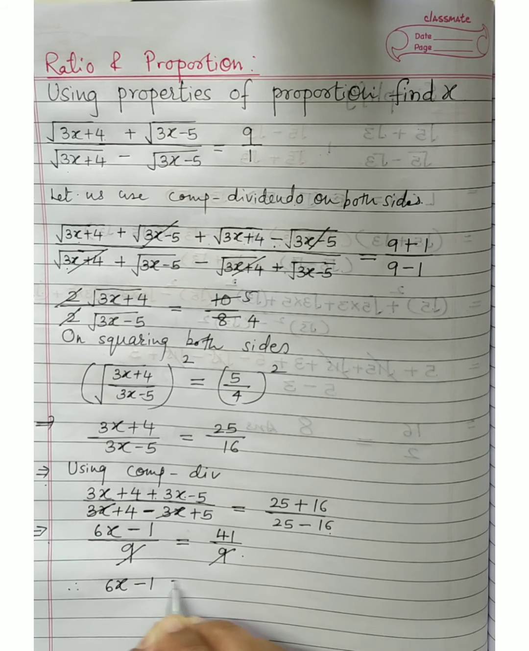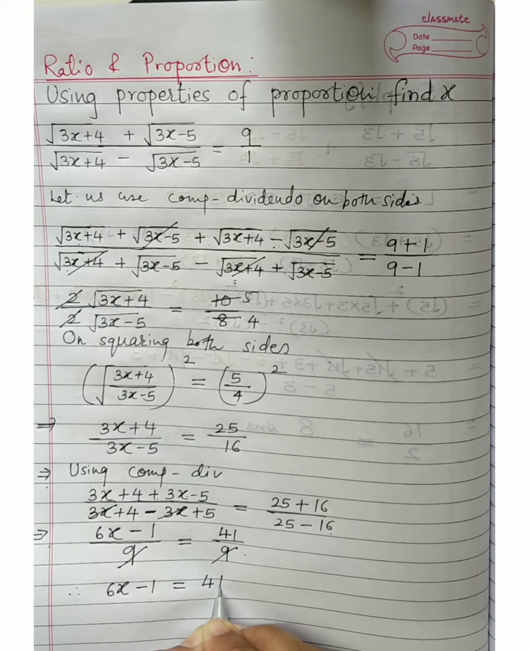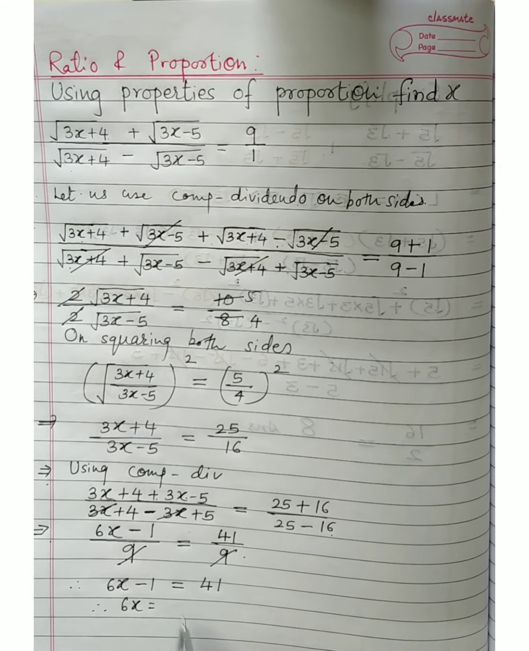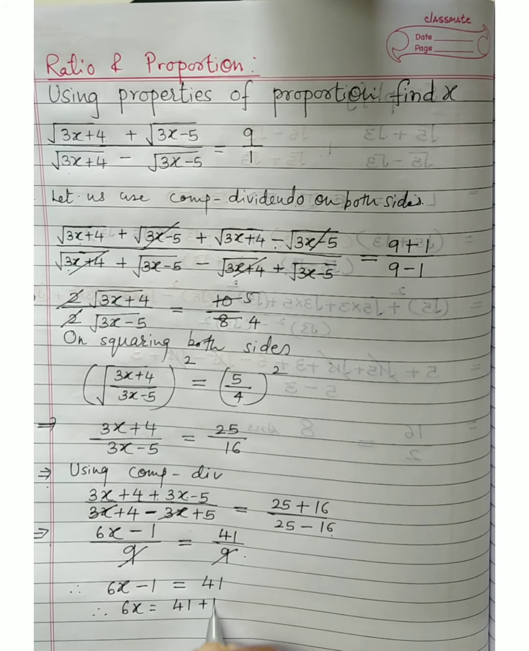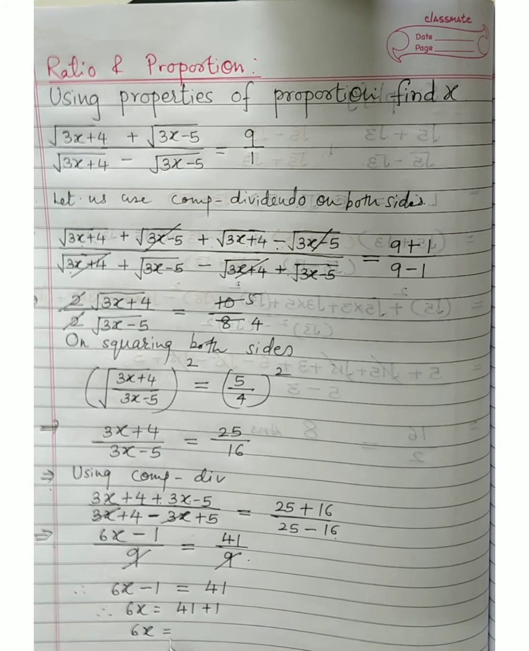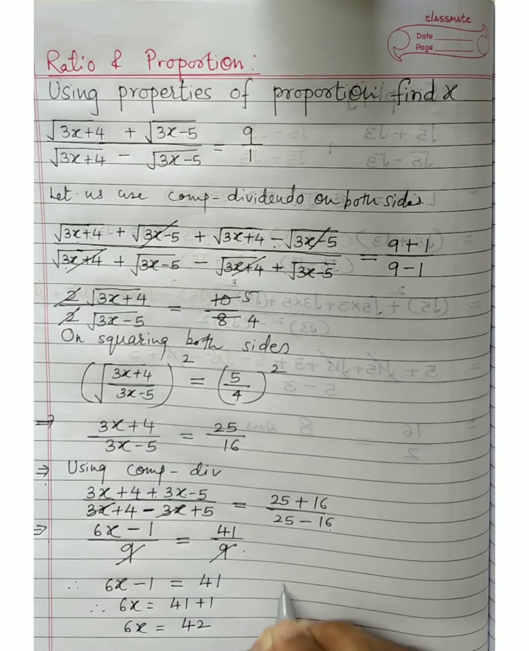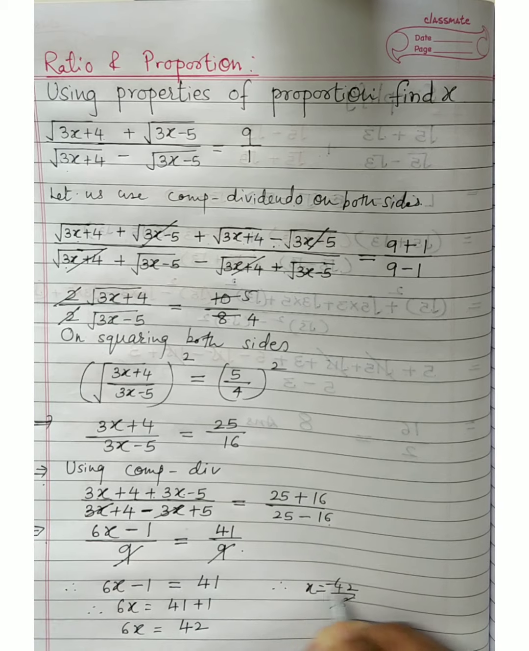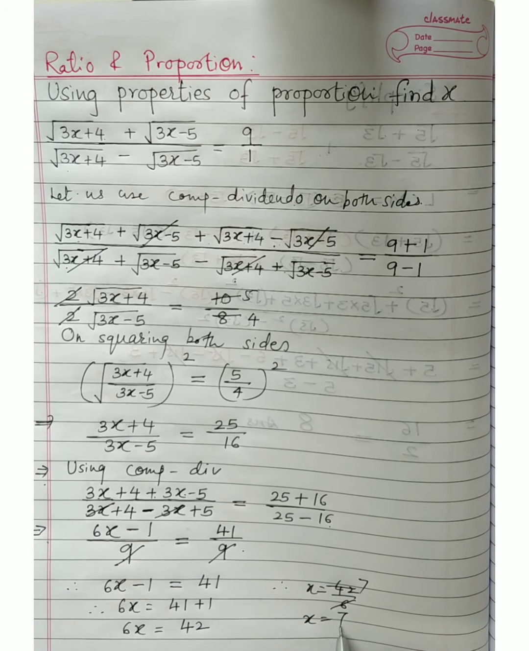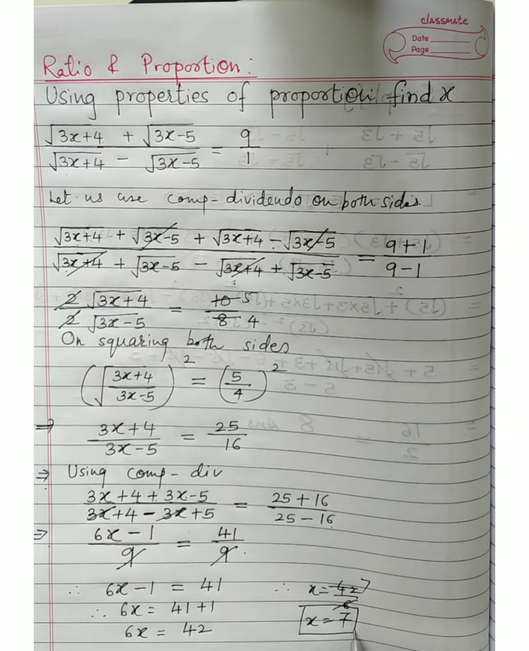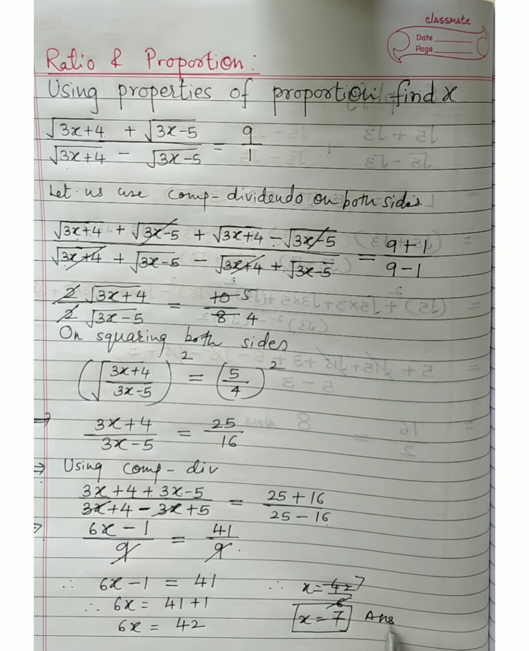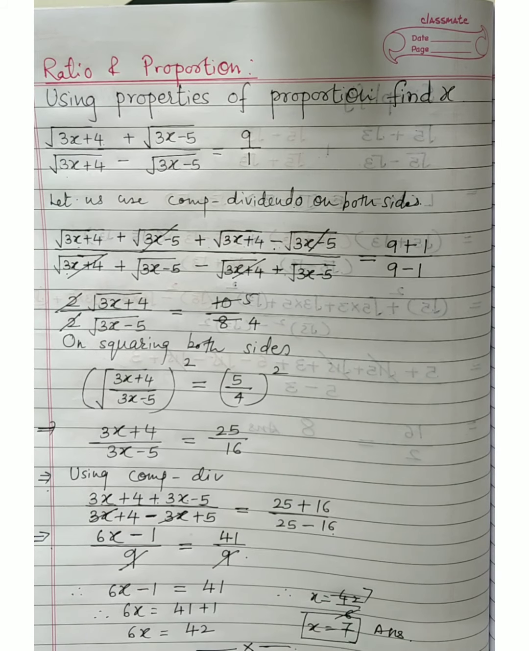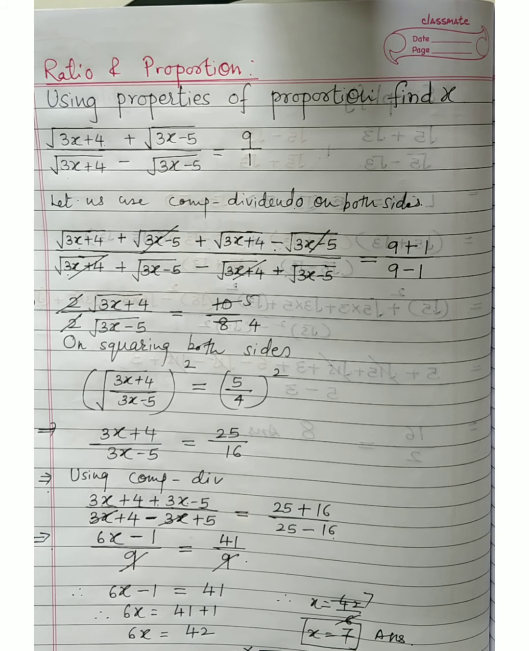So in short, what you have ended up with here? 6x minus 1 equals 41. Simple equation in x. Therefore 6x is equal to 41 plus 1. 6x is 42. Therefore x is equal to 42 upon 6. What is the answer? x is equal to 7. So using the properties of proportion, we have found the value of x. Watch it till you understand and do similar type of sums from your textbook.